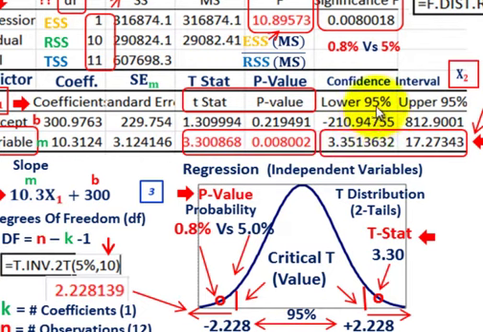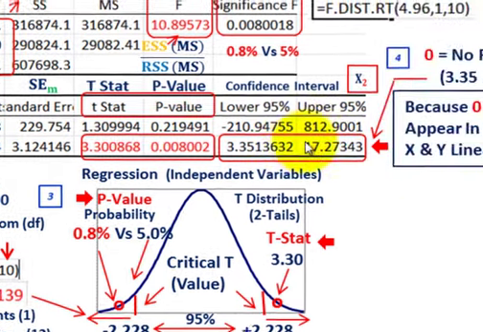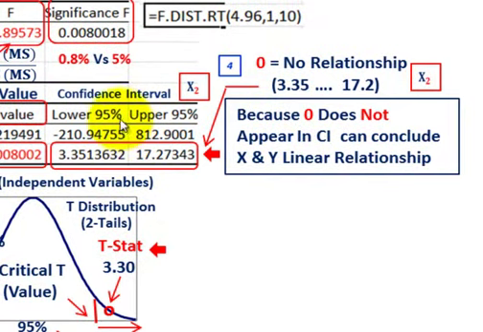But we're sitting with a lower level of 3.35 here. Now remember, we got that 10.31 here. And then the upper level is sitting here at 17. So really what you want to look for here on that confidence interval, that's based on that 95% here.